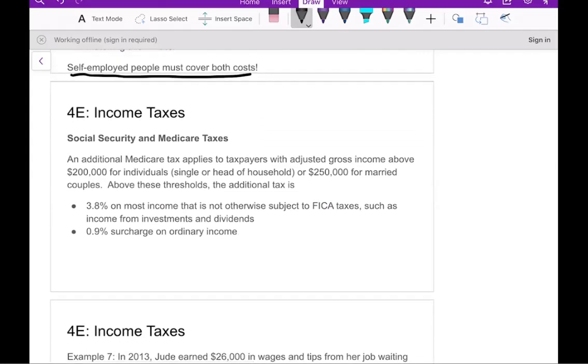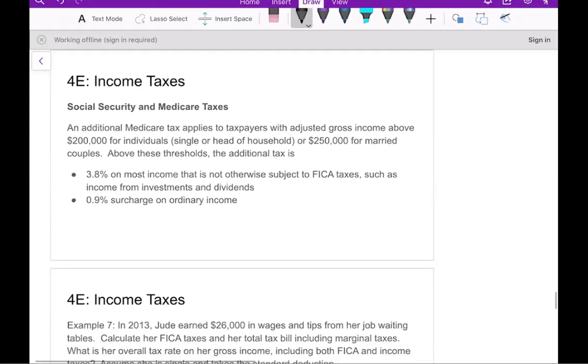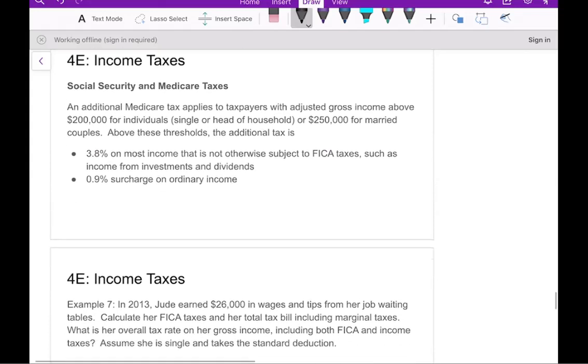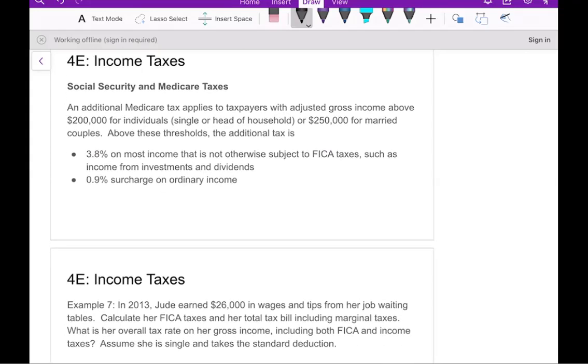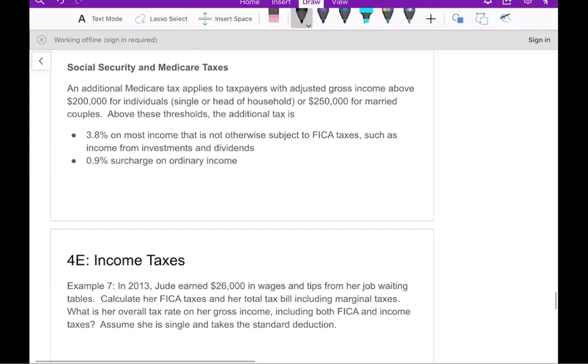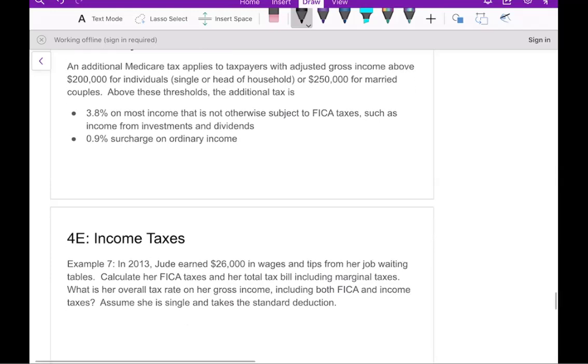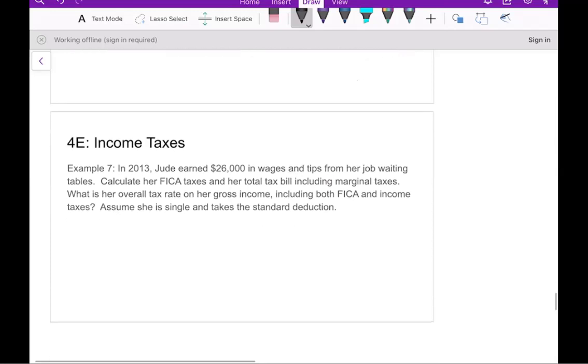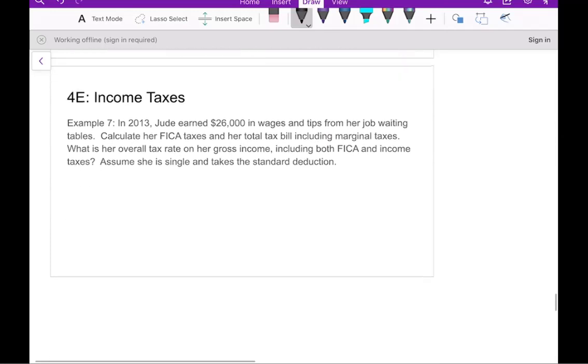Now, an additional Medicare tax applies to taxpayers with adjusted gross income above $200,000 for individuals and $250,000 for married couples. And then, of course, above these thresholds, you have 3.8% on most income that would not be subject to FICA taxes, for example, income from investments or dividends. And then you have a 0.9% surcharge on ordinary income. All right, so let's take a look at an example of this.